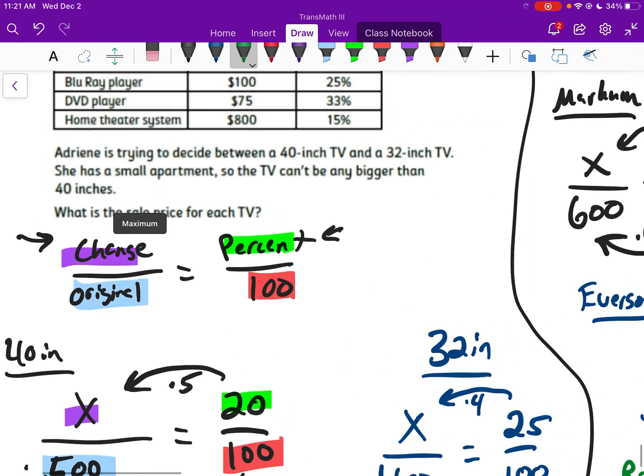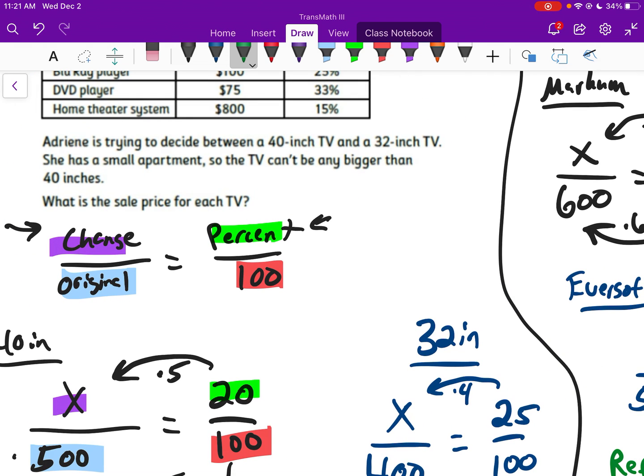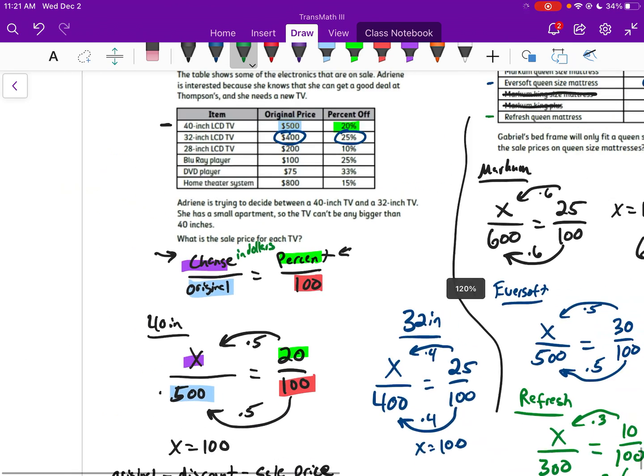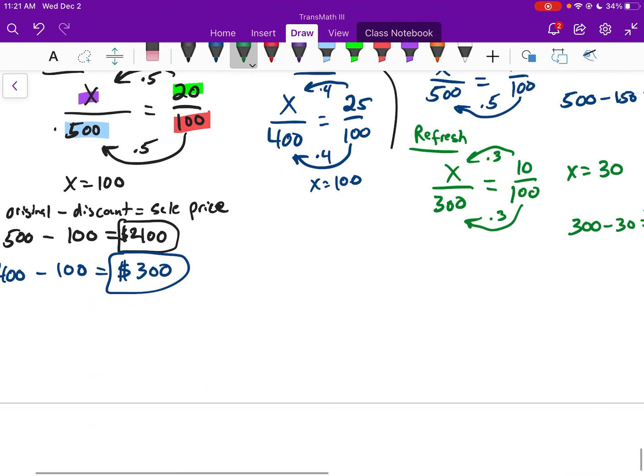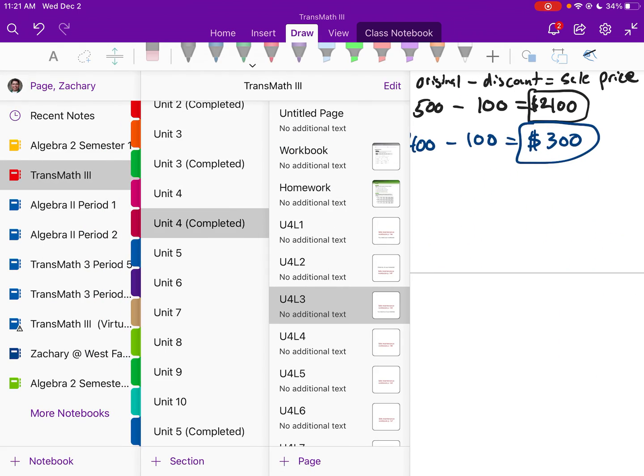All right, again, the big thing to remember is change in dollars over the original price in dollars is equal to the percent over 100. All right, so that is lesson 3 for unit 4.